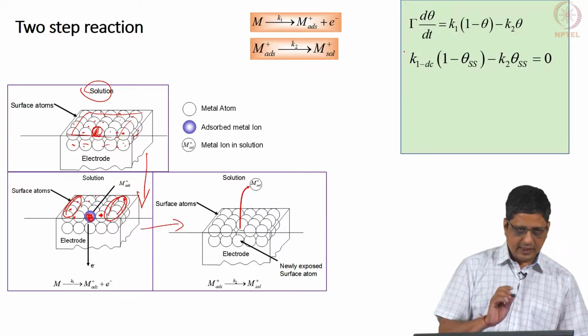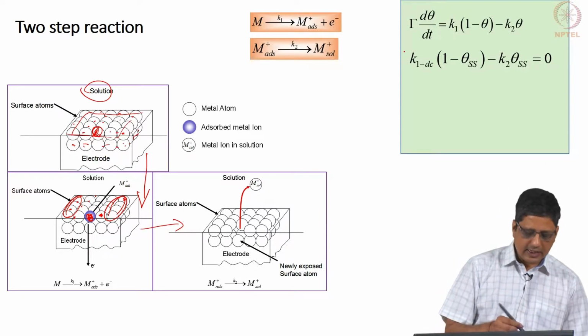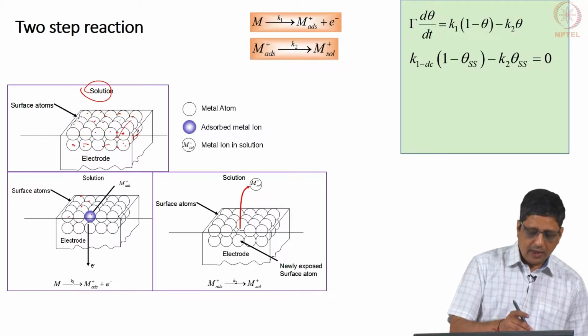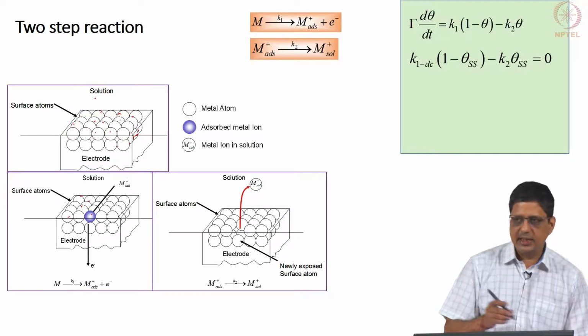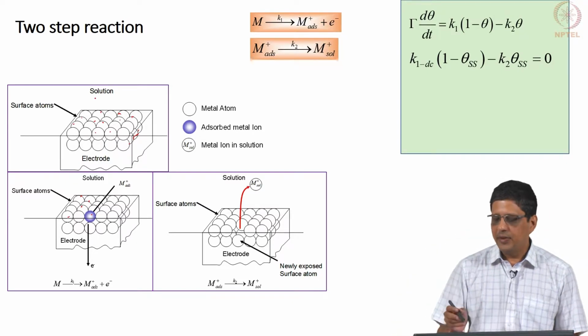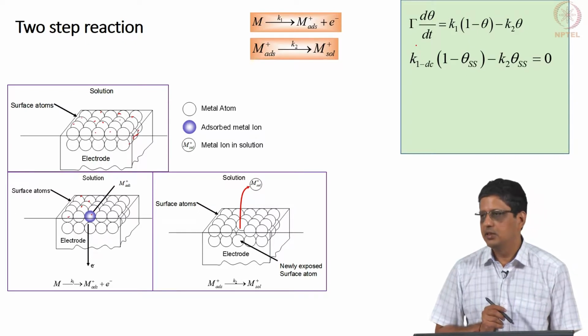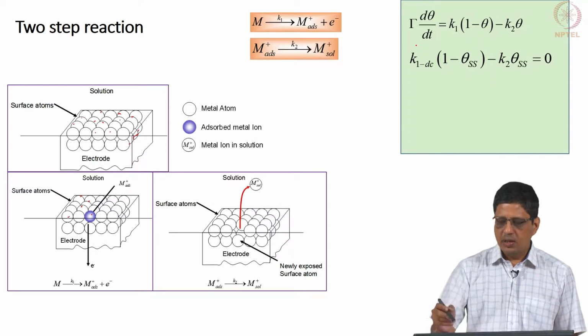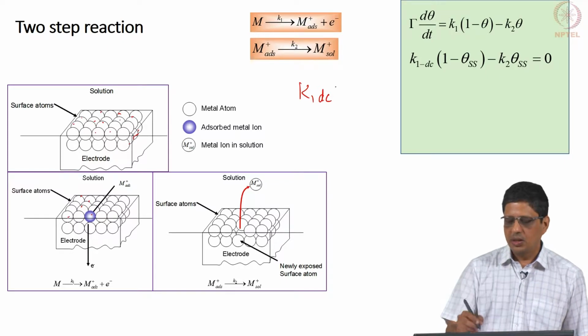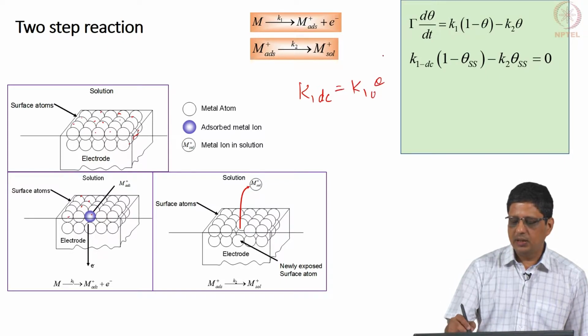Now, if we say it is under steady state, that means the fractional surface coverage of theta is independent of time. You would expect steady state if you do not apply any potential and if the solution concentration and other things remain the same, or you apply constant potential, wait for sufficient time, system reaches a steady state, then I can say d theta by dt is 0, it is not varying with time. Then I am going to call that K1 at that DC potential as K1 DC, that is K1 0 e power B1 E DC.